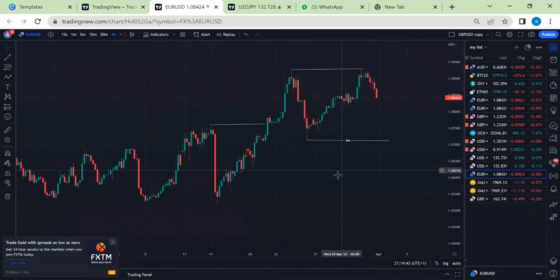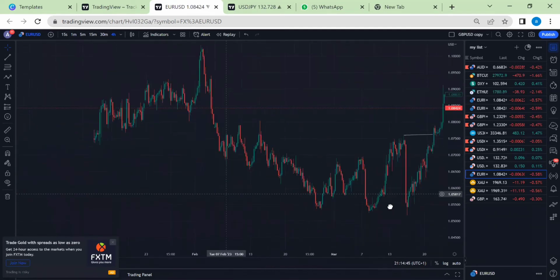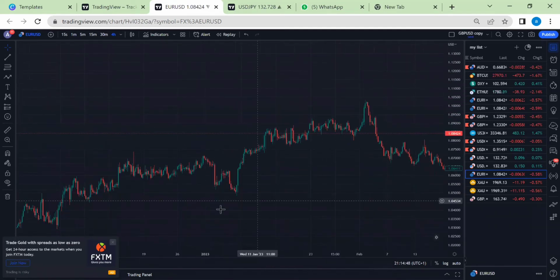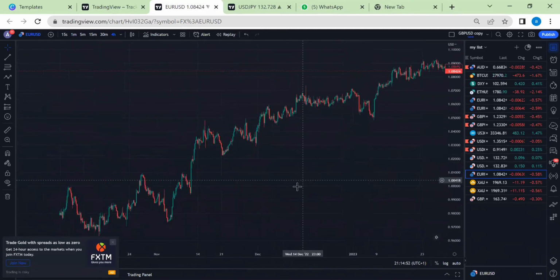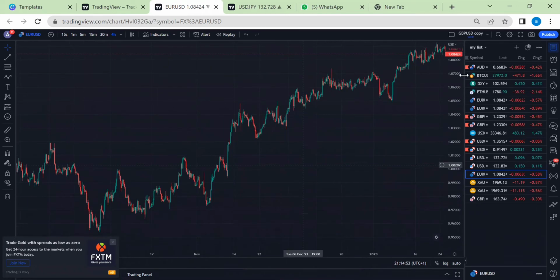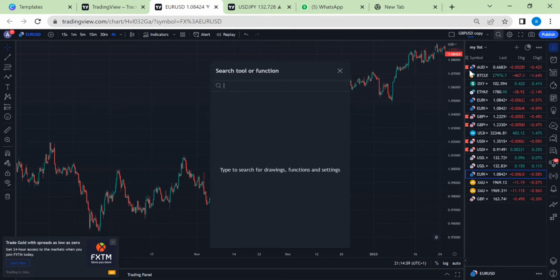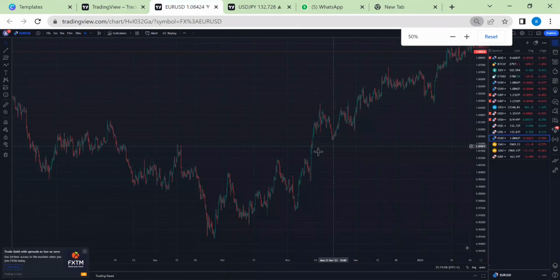But let's go to price action that's already formed that we can use for examples. Clearer examples. All right, we have more clear examples here. I will have to shrink my screen a little bit so that I can see more bars, so that I can see more candles.